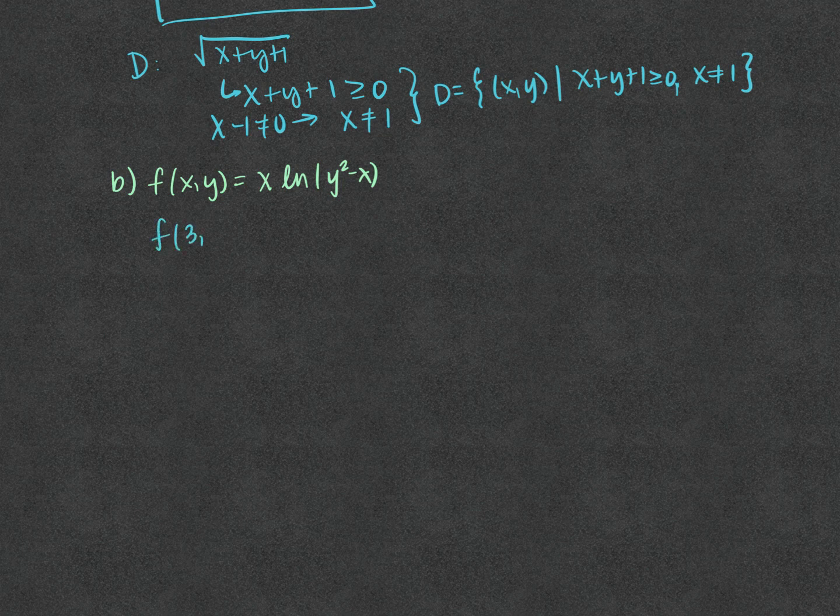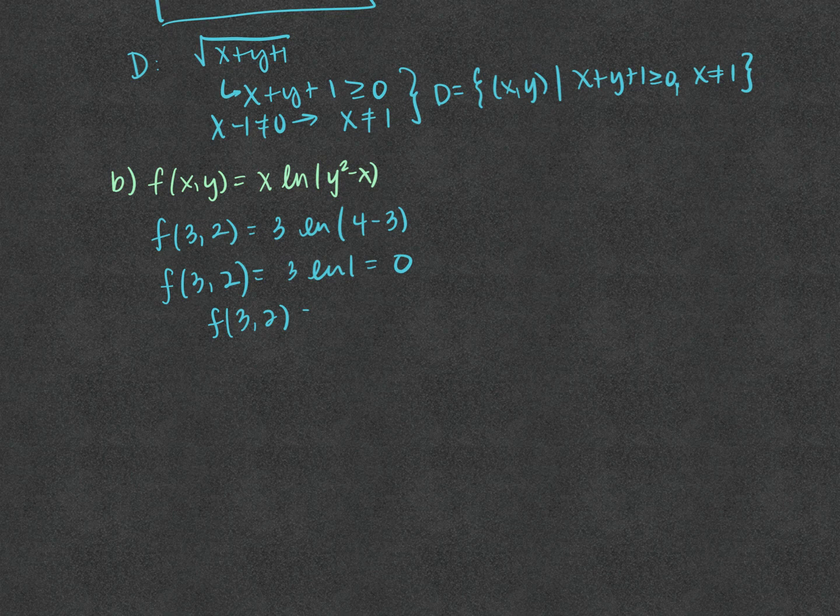So we're going to say f of 3, 2 equals x value is 3, and the natural log of 2 squared is 4 minus 3. So we have f of 3, 2 equals 3 natural log of 1, which is 0. So nice pretty answer. F of 3, 2 equals 0. And now we're going to find the domain of this function.